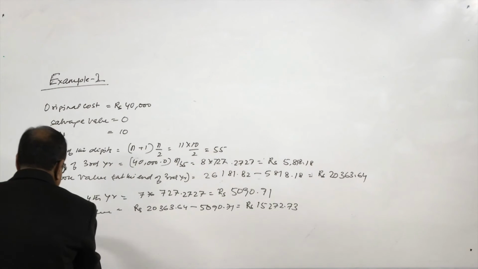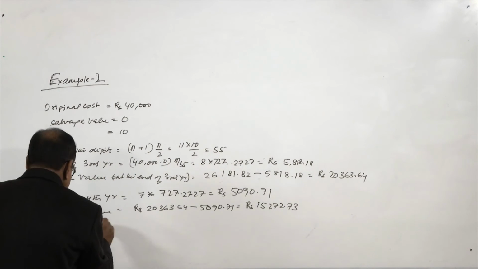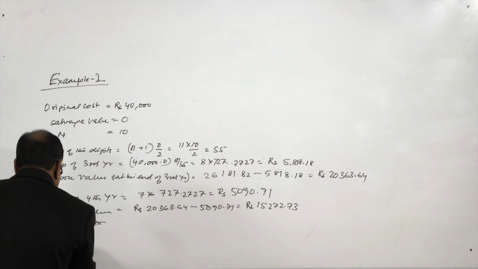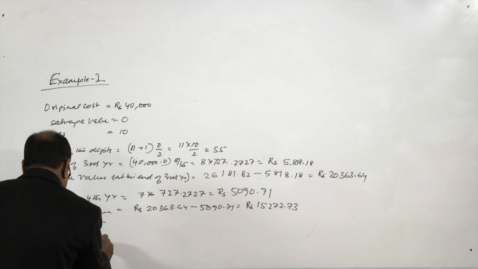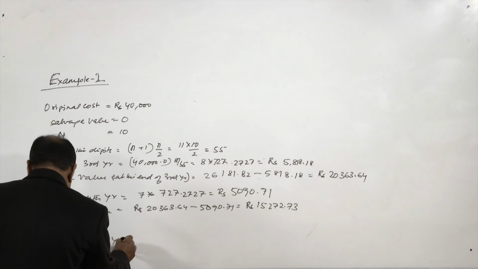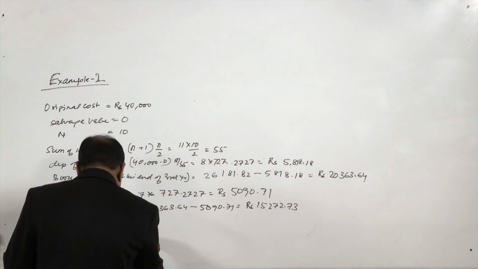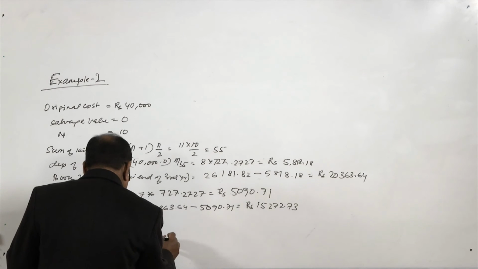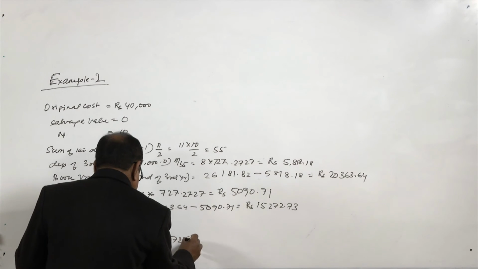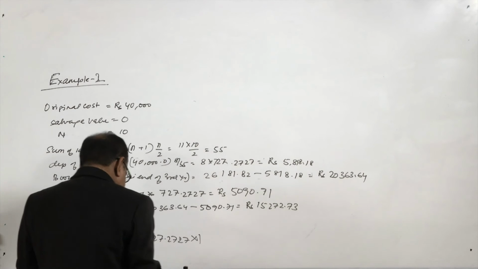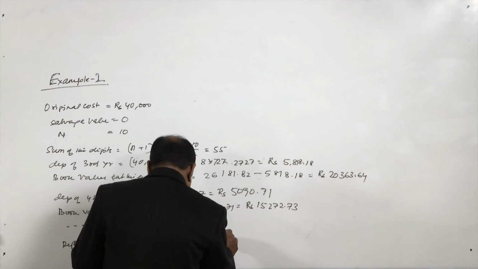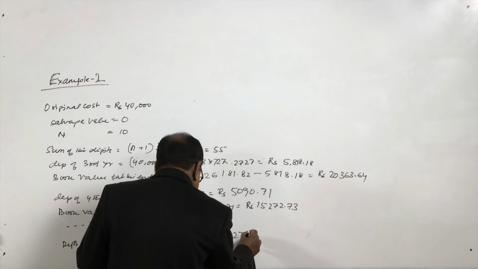Now, similarly, I can find out for fifth year, sixth year up to the seventh year. Depreciation of 10th year is equal to 727.2727 into 1, which comes out to be rupees 727.2727.